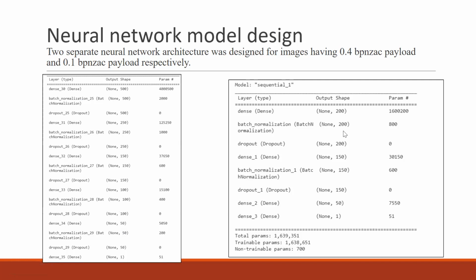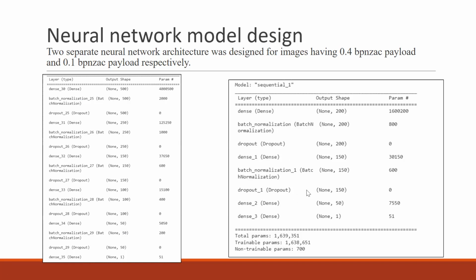And with this one, we just wanted to reduce the complexity of the model, and also reduce the training time. This one was for 0.1 bpnzAC images. This one is 200, 150, 50. This has some batch normalization and dropout layers in between.